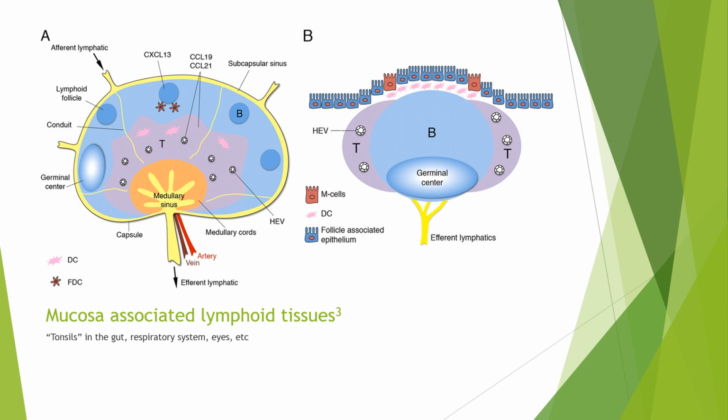Here we have a lymph node on the left and the mucosa-associated lymphoid tissue on the right. Now, the MALT, or mucosa-associated lymphoid tissue, is essentially tonsils in the gut, respiratory system, eyes, and urinary system.